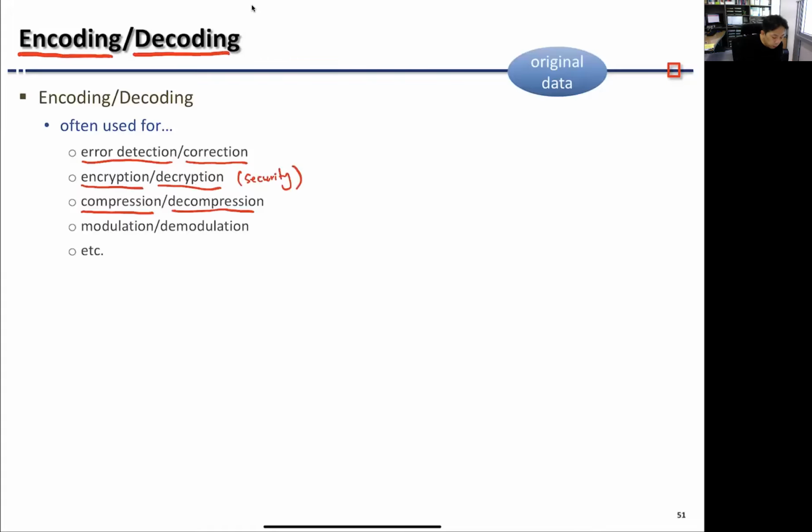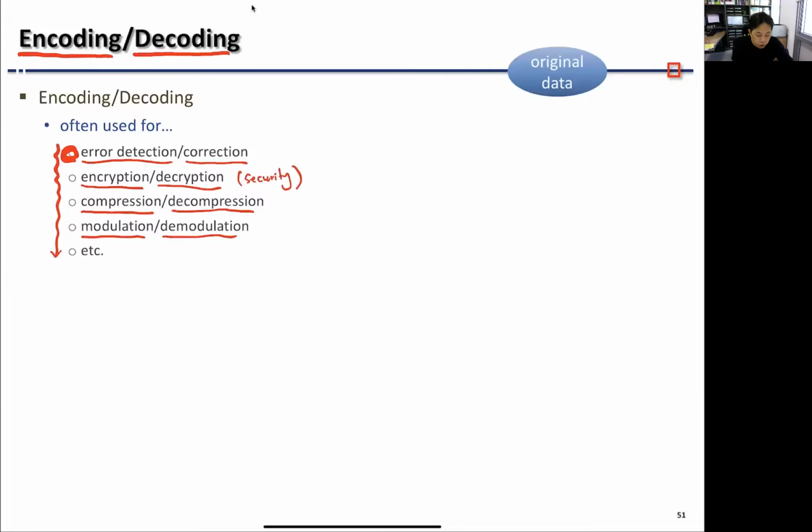And also for modulation and demodulation. When you do communication, networking, when you want to send some data to another computer or another device, you do modulation, and when you want to receive that data back, you do demodulation. So there are several different kinds of encoding and decoding. In this course, what we are going to focus on is error detection and correction. Let's look at the picture on the right.